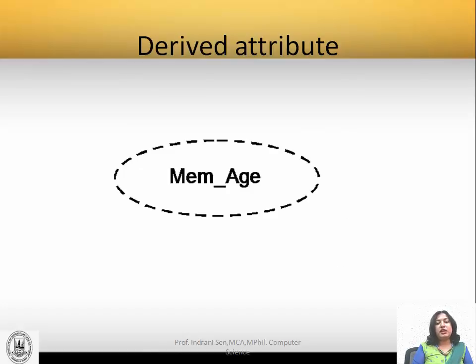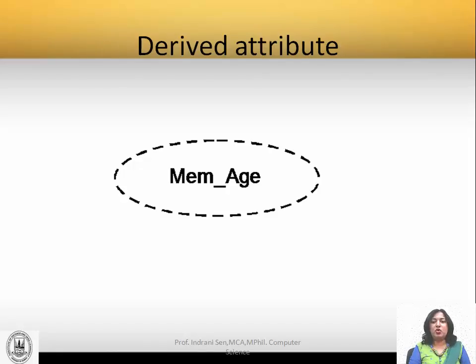For example, here we consider member age. Member age is a derived attribute and it is shown by a dotted boundary. It tells the developers that member age need not be made a field in the database or in the table. Instead, we can directly calculate the member age on the basis of member DOB. So if we are already storing member DOB, we need not store member age. That's why member age qualifies to be a derived attribute.